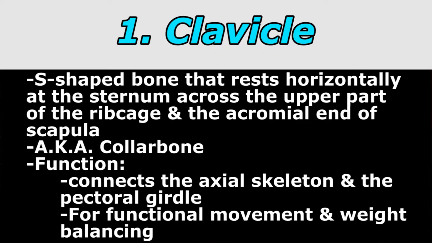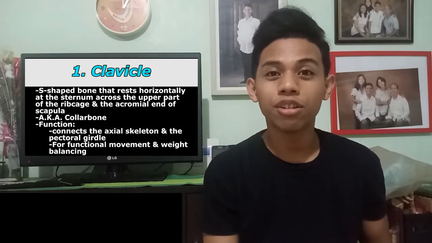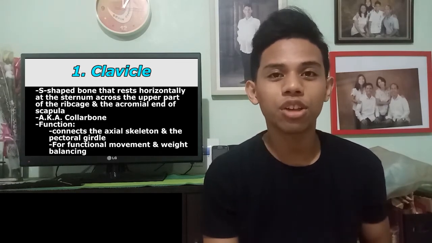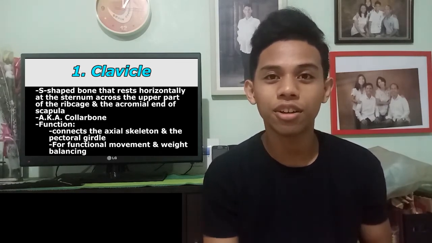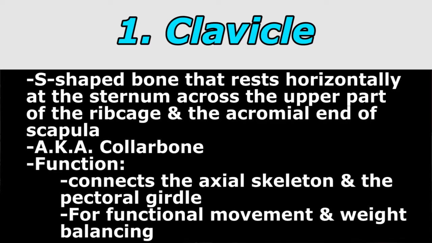Clavicle is an elongated S-shaped bone that rests horizontally at the sternum across the upper part of the rib cage and the acromial end of the scapula. It is also called the collar bone. Clavicle serves as the connection between your axial skeleton and your pectoral girdle, and it is also for functional movement and weight balancing.